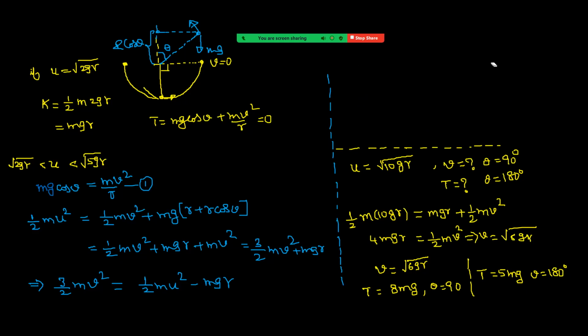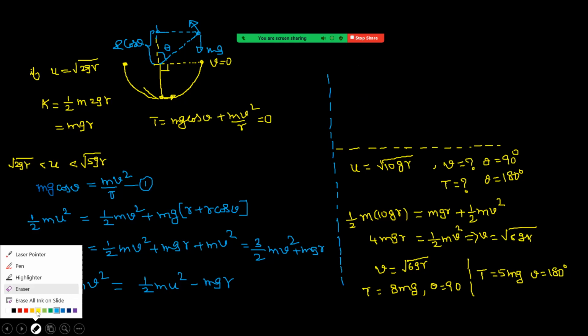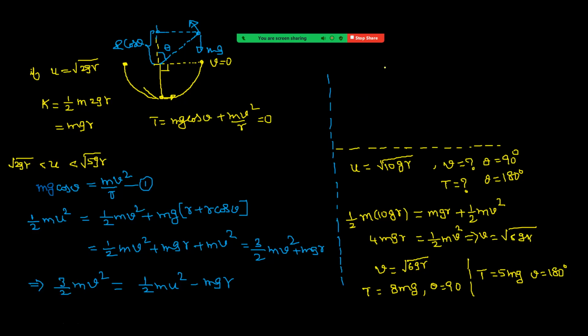Right, now simplify this. From that, take the v value from v square. So v equals root of (u square minus 2gr) by 3, right? Check once carefully. Here the 2s cancel, and the 2 comes here. So u square minus 2gr, okay? The mass gets cancelled, and we divide by 3.